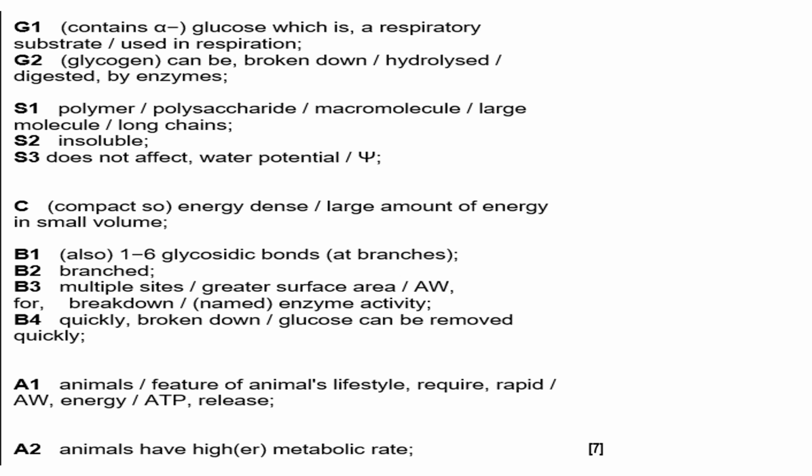glycogen is made up of alpha glucose. It can be broken down by hydrolysis. You must use the keywords. Glycogen is a polysaccharide, very long-chained molecule. Glycogen is insoluble in water. What's the consequence of that? It does not have a water potential, so it will not be affected by osmosis.